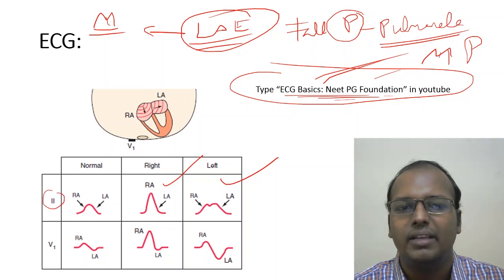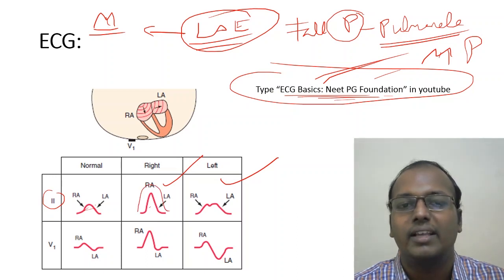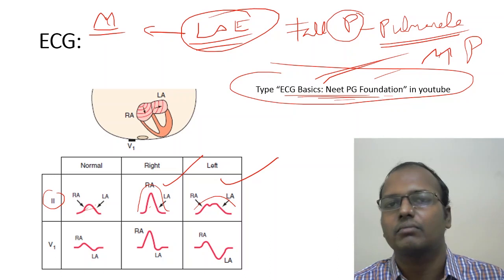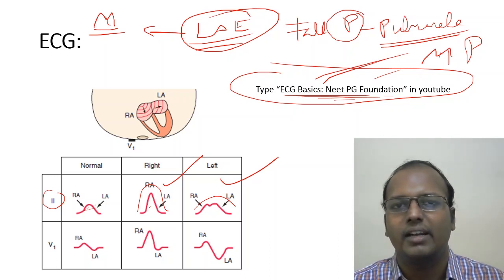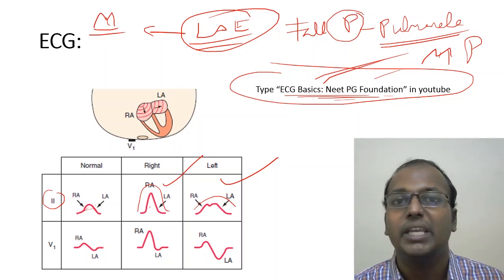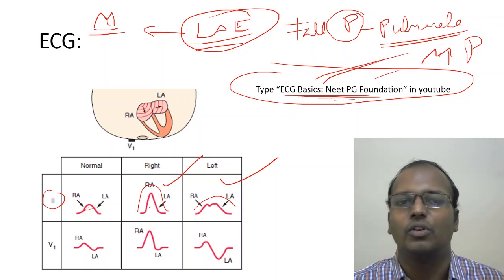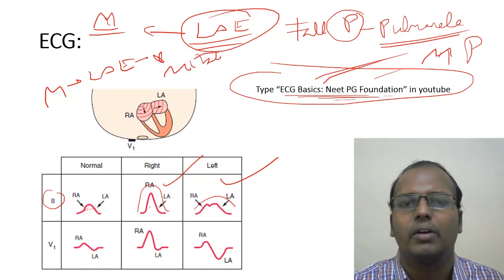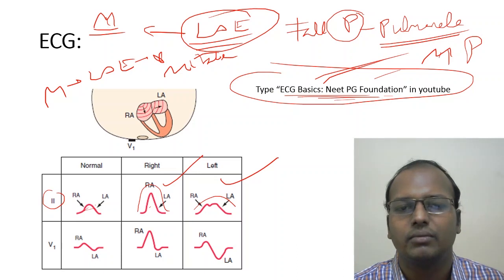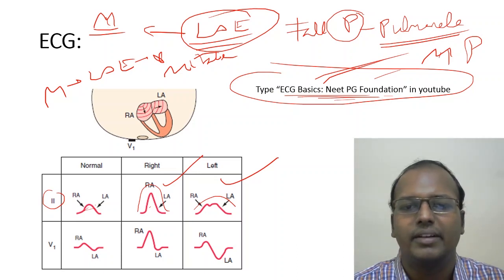Normally in lead 2 there will be a positive waveform, and in right atrial enlargement this becomes a more positive, taller wave, whereas in left atrial enlargement this becomes more broad. So these are the points to be known as an undergraduate: tall P wave and broad P wave. Broad P wave is also called P mitral, which happens in mitral stenosis. Mitral stenosis leads to left atrial enlargement, leading to P mitral. Understood? I'll draw and show you in a separate screen.